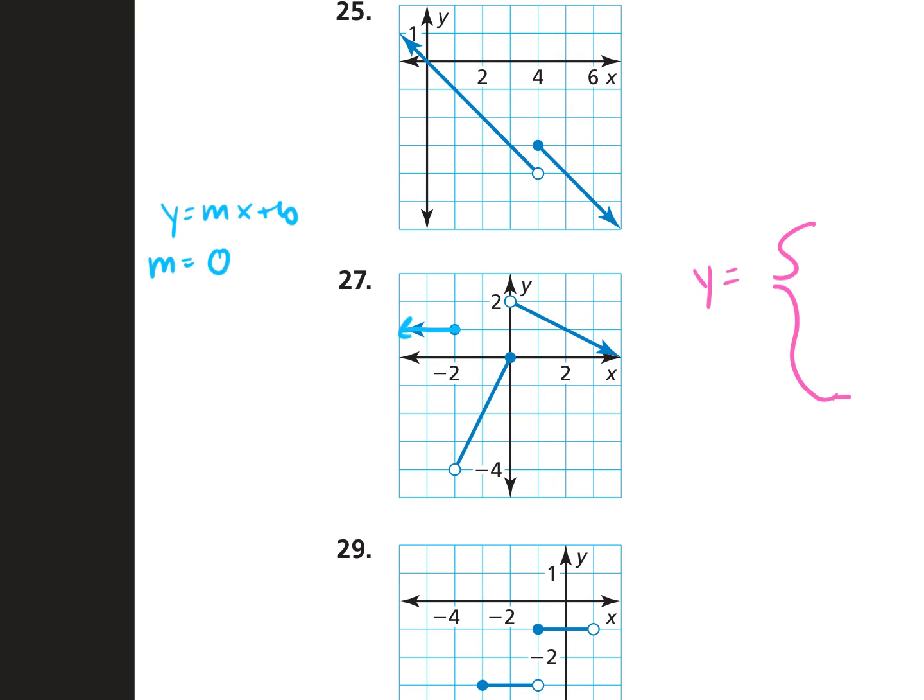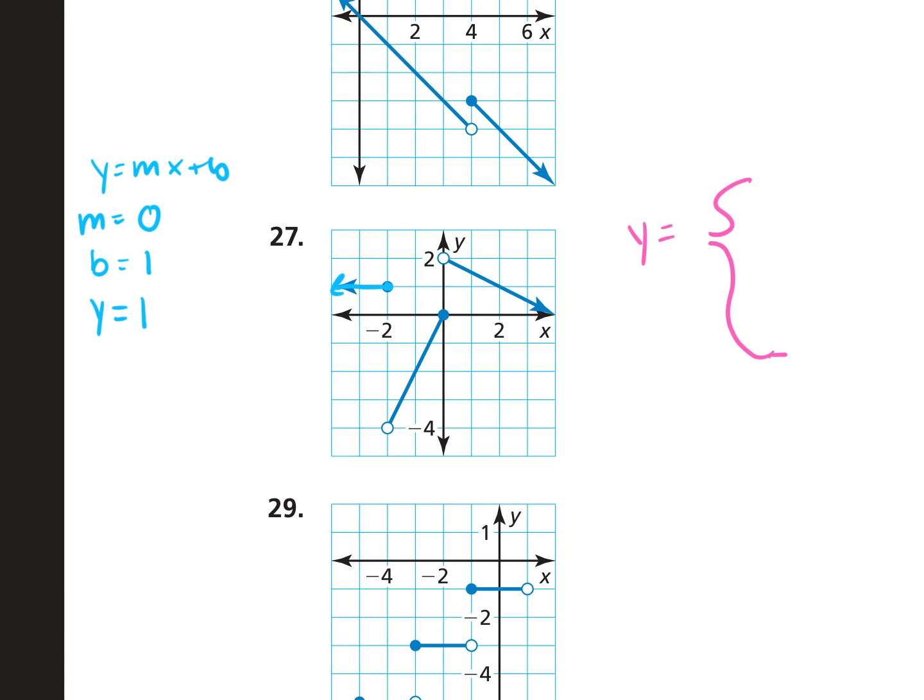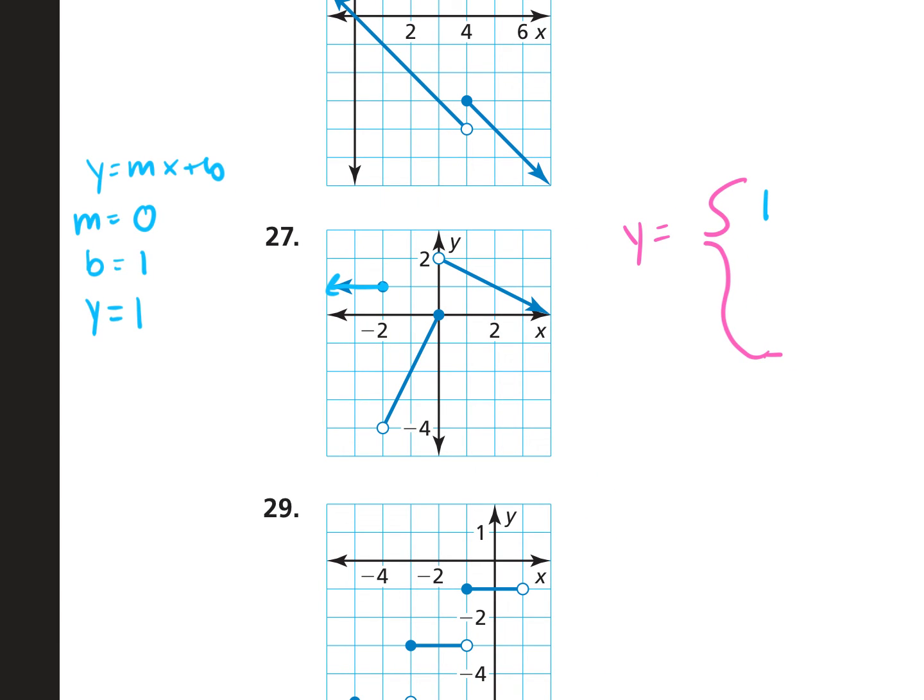0. It's a flat line, just like the last one. What's my b? 1. Awesome. If we extended this, it crosses the y-axis at 1. So b would be 1. So how would I write this? Y equals what? 1. Whenever it's a flat line, it's going to be y is equal to a number. So y is equal to 1.